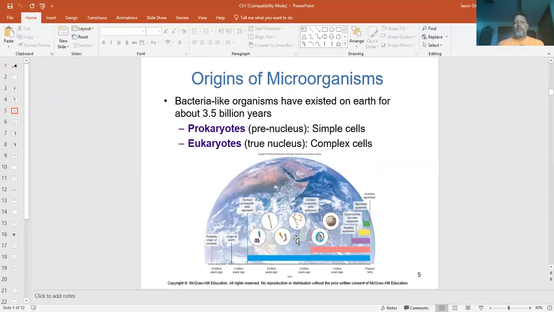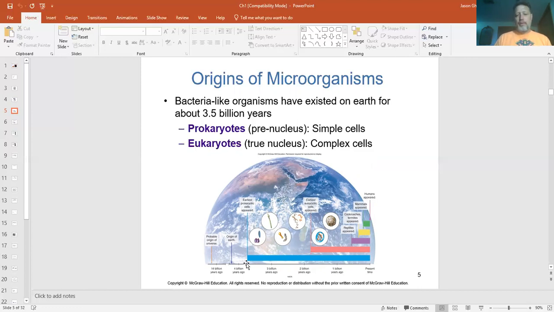The origins of microorganisms. They've been around for most of the Earth's history, with the oldest fossils ranging from 3.5 to 3.8 billion years old. Cell types, we have two main types. We have prokaryotes, which are our simpler ones. They're smaller. Then we have our eukaryotes, which are bigger. They appeared much later in the geologic history of the Earth. The key thing here: pro means pre, karyote means nucleus, so these are before nucleus. And then eu means true, so these cells have a true nucleus.